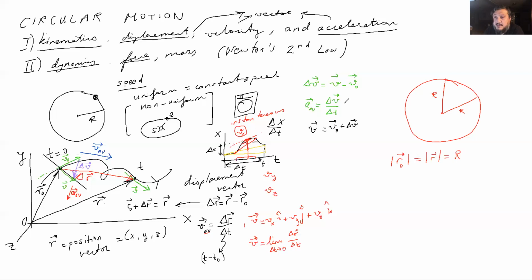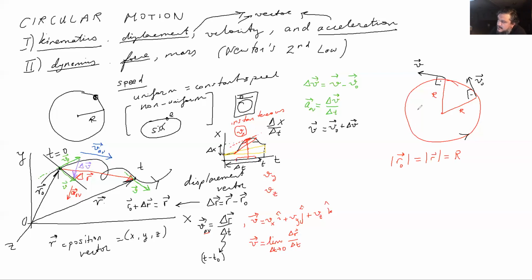So these vectors here, r naught and r, are both equal to r. That's what makes a circle, right? And the velocity vectors, remember they are tangent. So if the circle is going counterclockwise like this, okay, this is V naught, and this is V, okay, and this is 90 degrees here, and 90 degrees over there, all right?